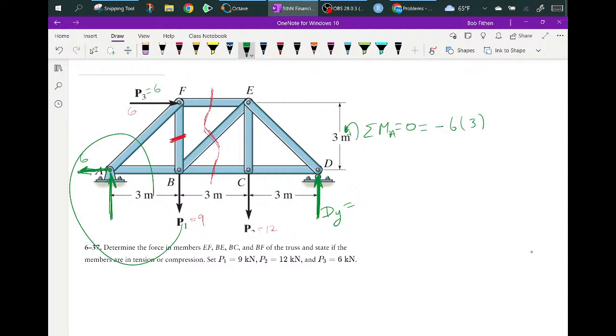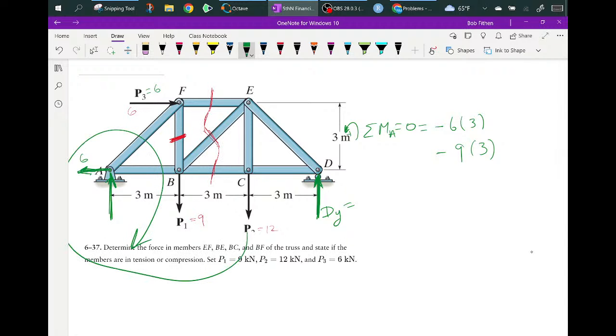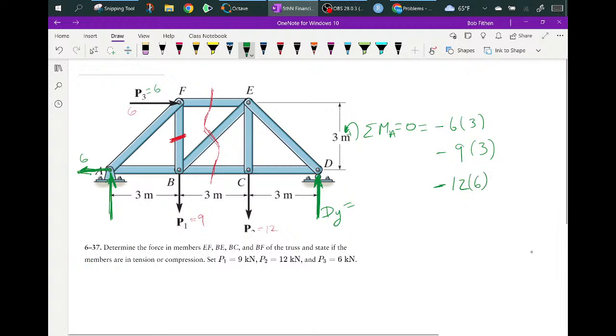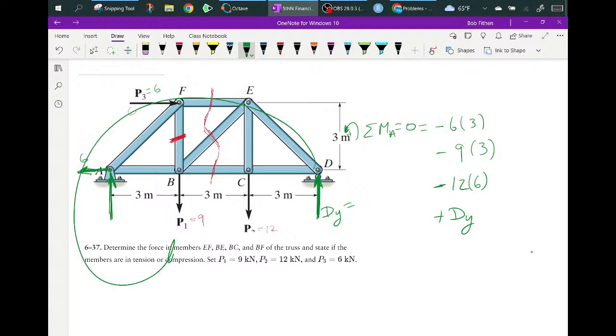Let's see. This one's going that way. So that's another minus. And that's a 9. And that's a 3. And then I got this one going that way. And that's a 12. Oh, and that's a minus. That's a minus 12. And then I got 6. The only thing I have left is 3 applied loads and then the dy. Because dy goes that way and it's 3, 6, 9.